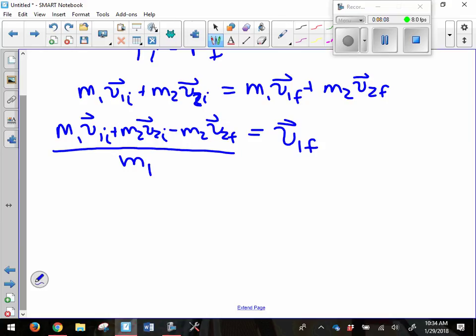And then we just substitute everything in. And so you substitute everything in and tell me what v1f is. So Zoe gets 1.9, positive 1.9.